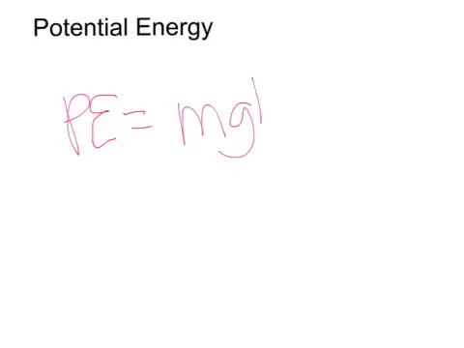Potential energy is energy stored and held in readiness due to its potential to do work. For example, a roller coaster at the top of a hill. The potential energy is found using mass, gravity, and height, and the equation is PE equals mgh: mass, gravity, height.